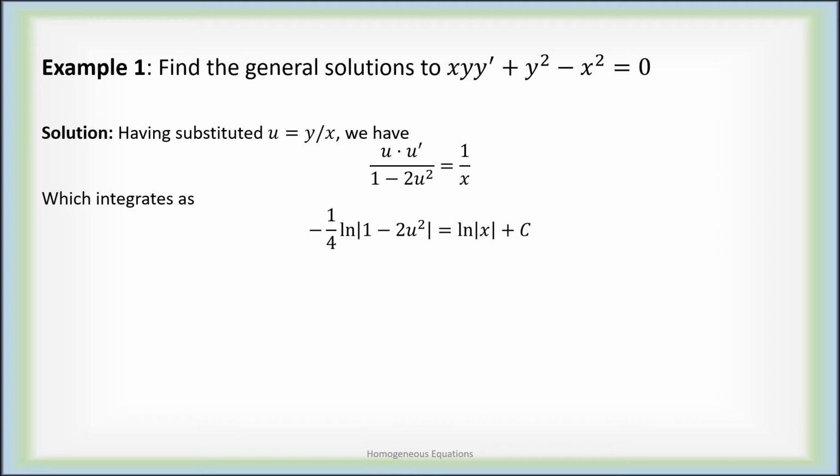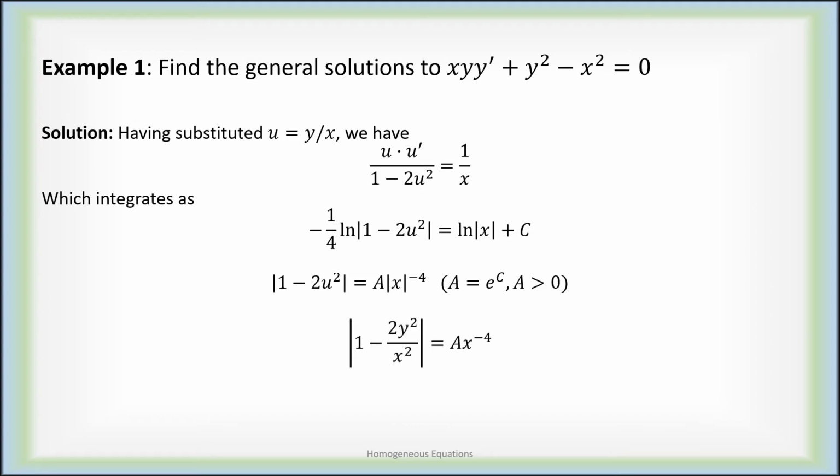Now I just need to exponentiate both sides to get 1 minus 2u squared equals some constant times x to the minus 4th. Okay, now that constant A is just e to the c from the other side. And we then substitute in u equals y over x, because remember our original problem was in terms of y's and x's. And we end up right here. The absolute value of 1 minus 2y squared over x squared is some constant A times x to the minus 4th.